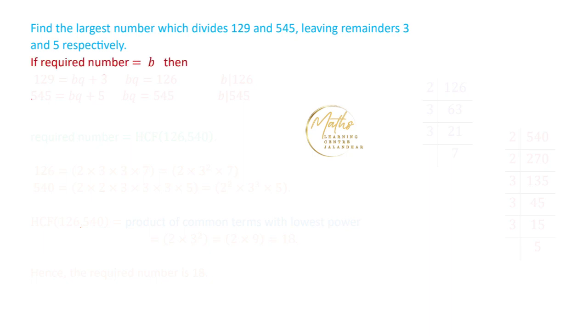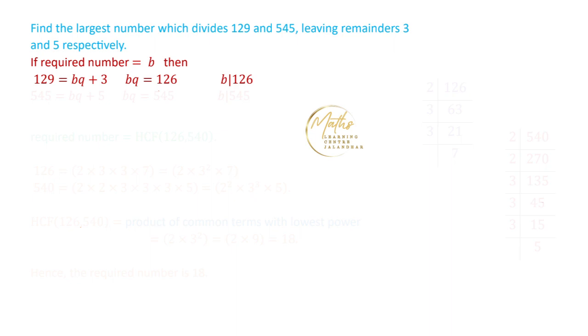Then we are saying by Euclid's division lemma, when we divide 129 by b, we will have some quotient q, and it is given that the remainder left will be 3. It means that we can write it in the form 129 is equal to bq plus 3. So this implies that bq is equal to 126, and this implies that b divides 126.